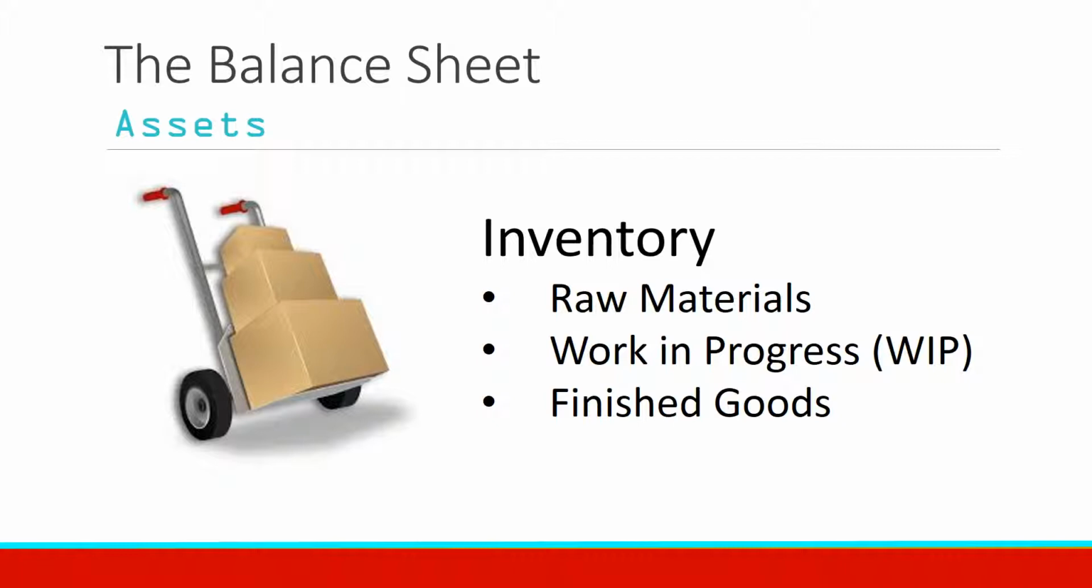Inventory can be broken down into different groupings. A common grouping are the three that are displayed here. The first group is raw materials. The second is work in progress, also called WIP, and the final one is finished goods. Sometimes when a company resells inventory, the inventory is simply called merchandise inventory.